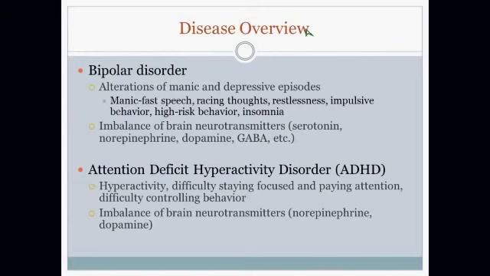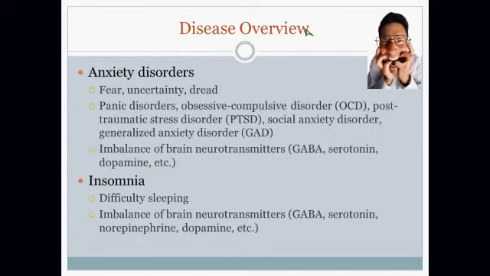ADHD, or attention deficit hyperactivity disorder. That's where we have hyperactivity, difficulty staying focused, difficulty paying attention, and controlling behavior. And norepinephrine and dopamine are the neurotransmitters involved there.